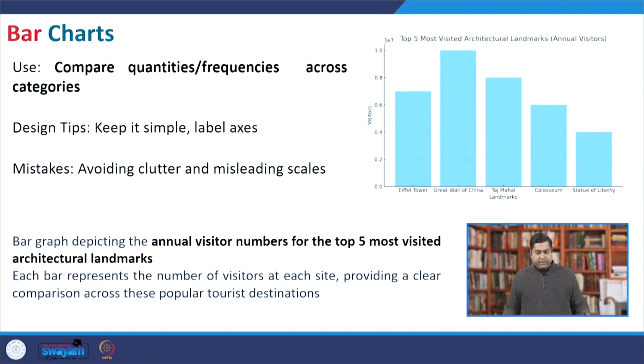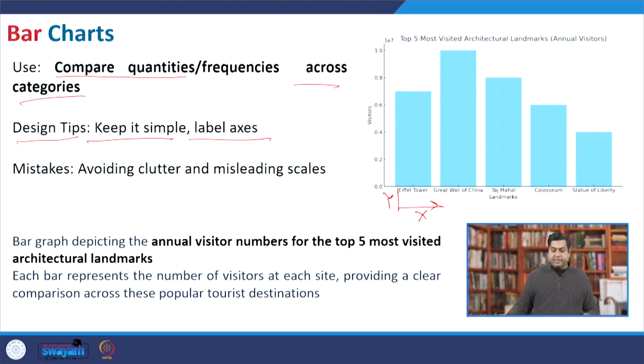Coming to the bar chart, it is very simple. A bar chart is definitely used for comparison of quantities and frequency across different categories, right. And in this case the only design tips are: keep it simple, and please label those axes, right. These are all two dimensional plots, so you have an x axis and a y axis, and they should be labeled effectively.